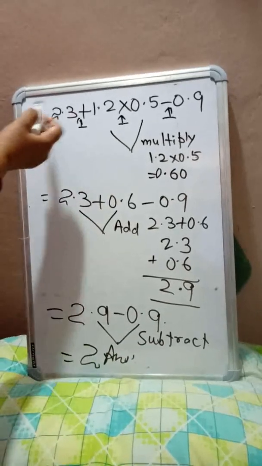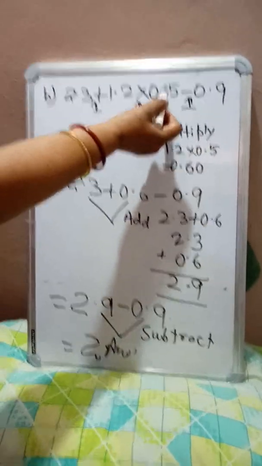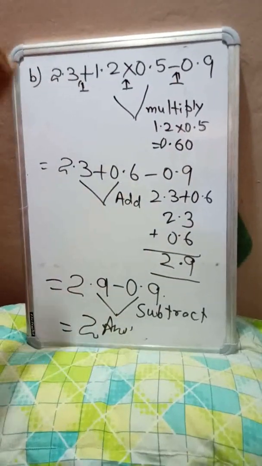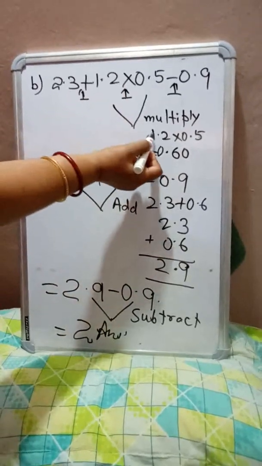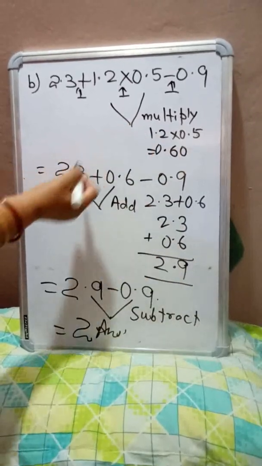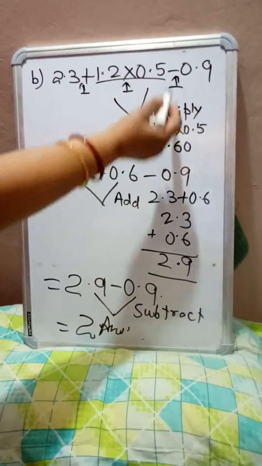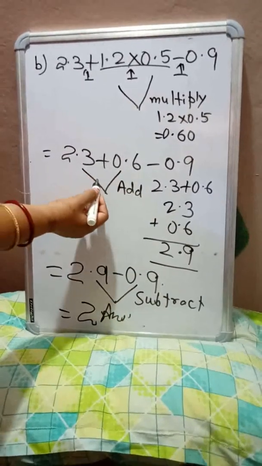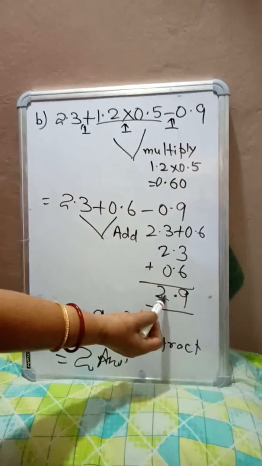What I have done, let us see again, recapitulate. 2.3 plus 1.2 multiplied by 0.5 minus 0.9. So here addition, multiplication, subtraction. According to the rule of DMAS, this multiplication we will solve first. So we multiply 1.2 and 0.5. After multiplication we get 0.6. Now here 2.3 plus 0.6 minus 0.9. Now firstly addition and subtraction. Which one will I solve? Addition. 2.3 plus 0.6, after doing addition, we get 2.9.